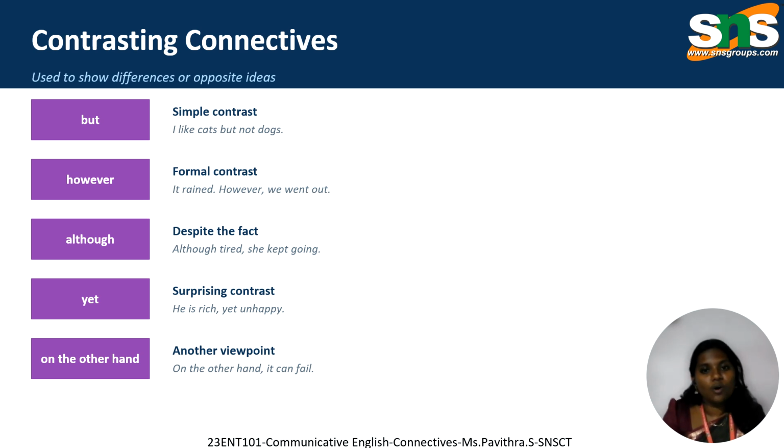Now we move on to contrasting connectives. These show differences or opposite ideas. Imagine you're saying, yes, but. But is the classic contrast, simple, direct. I like cats but not dogs. However is a more formal version of but, and often starts a new sentence. It rained, however, we went out. Although means despite the fact that, great for showing something surprising. Although tired, she kept going.